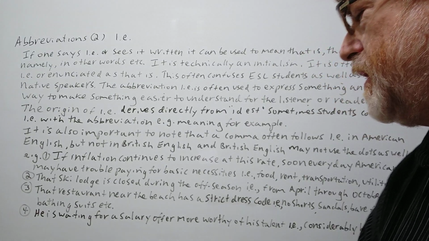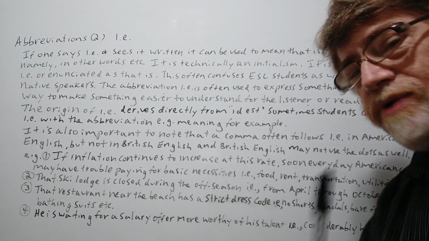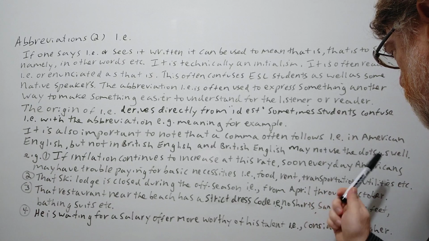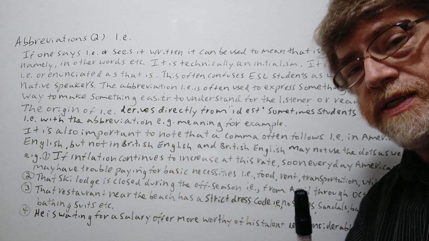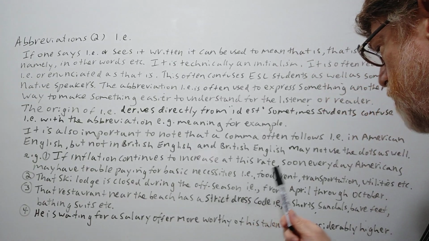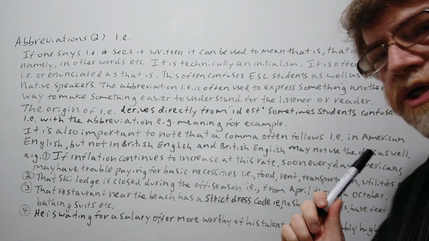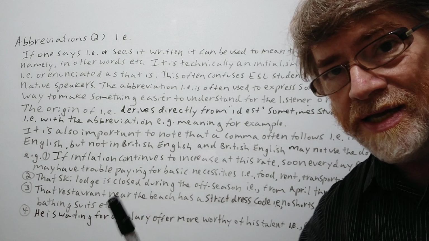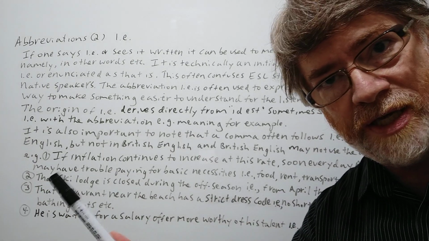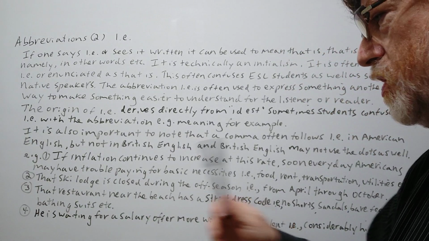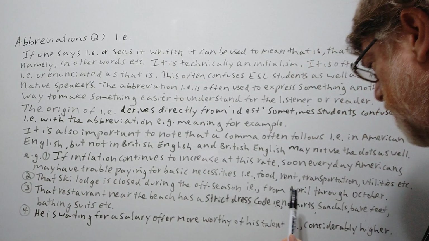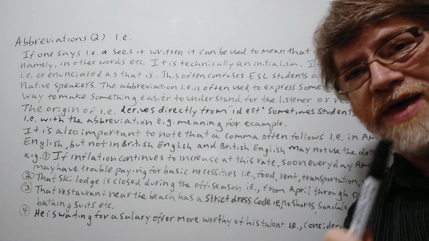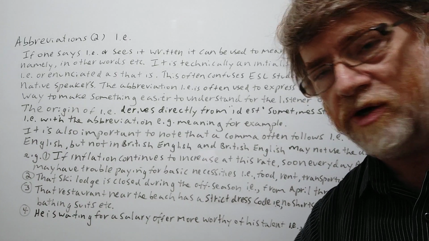Here's the first one. If inflation continues to increase at this rate, soon everyday Americans may have trouble paying for basic necessities, i.e., food, rent, transportation, utilities, etc. So that is, food, rent, etc. Number 2, that ski lodge is closed during the off-season, i.e., from April through October. That is from April through October.